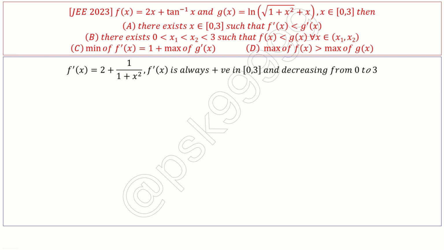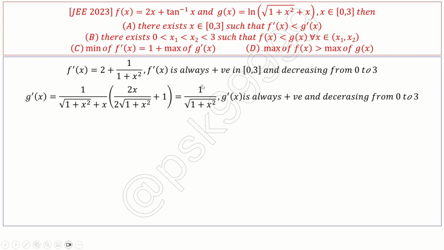So f dash x is nothing but, if I differentiate 2x, I'll get 2, plus the differentiation of tan inverse of x, which is 1 by 1 plus x square. So f dash x is always positive in the range 0 to 3, and decreasing. f dash 0 is the maximum, 2 plus 1, that is 3. When x is 3, the fraction is less than 1, so obviously it is a decreasing function.